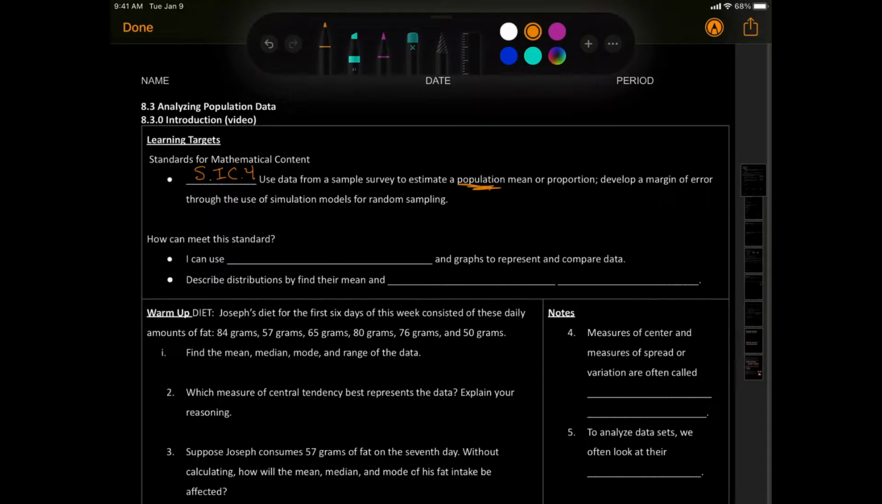How can you meet the standard? Well, I can use statistics and graphs to represent and compare data. We can also describe distributions by finding their mean and standard deviation.